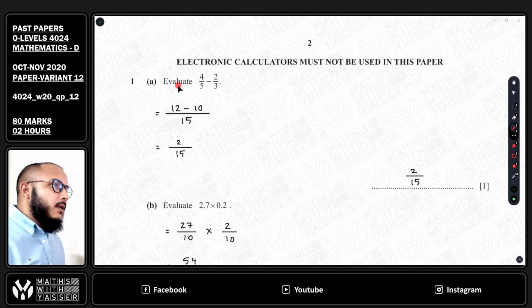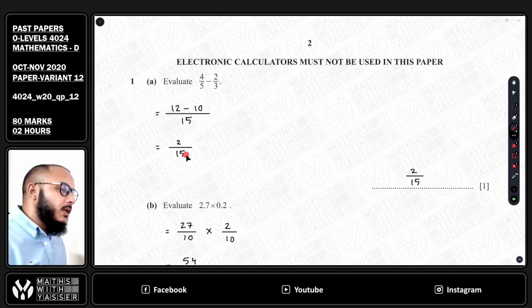It says evaluate 4 over 5 minus 2 over 3. So if we do the LCM for 5 and 3, we will get 15. So 4 3s are 12 and 2 5s are 10. So that will be 2 over 15, and that will be the answer for the first part of the question.